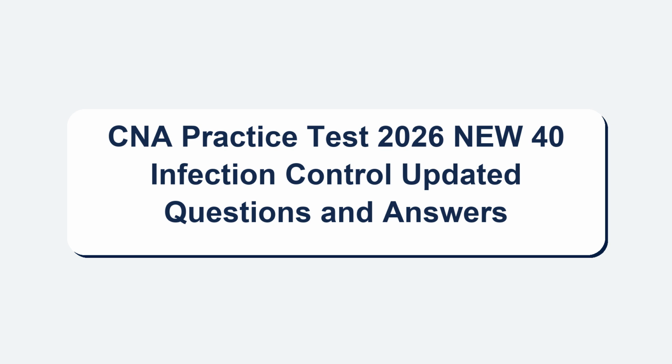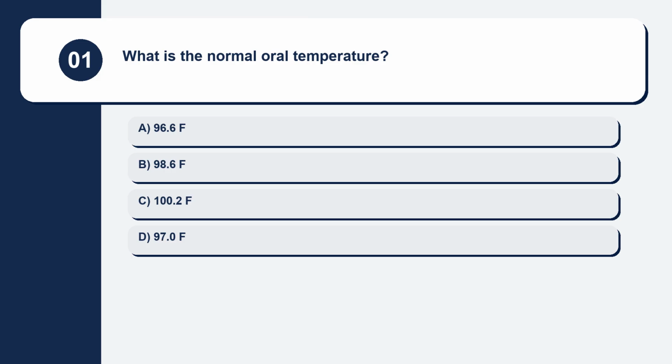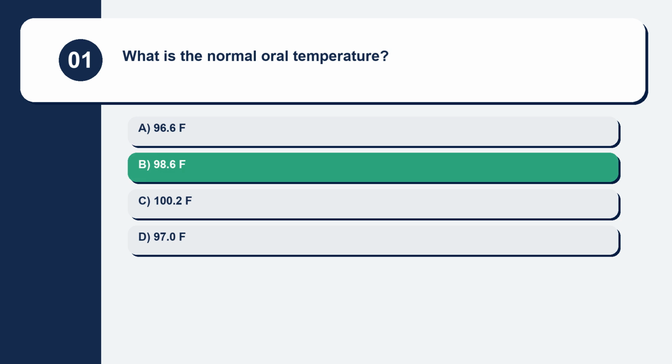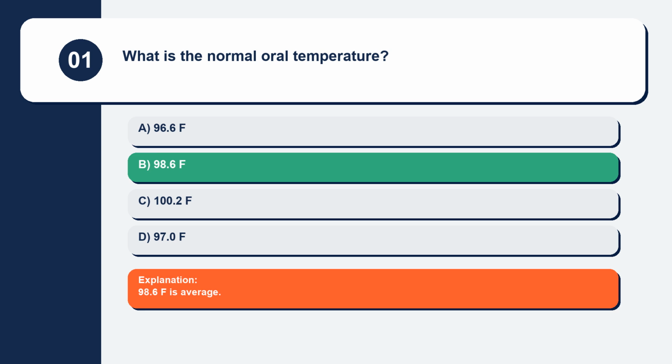CNA Practice Test 2026 NEW 40 Infection Control Updated Questions and Answers. Question 1. What is the normal oral temperature? 96.6 F, 98.6 F, 100.2 F, 97.0 F. 98.6 F is average.